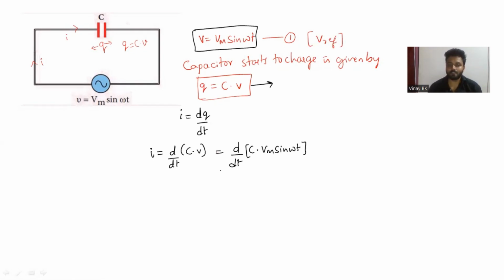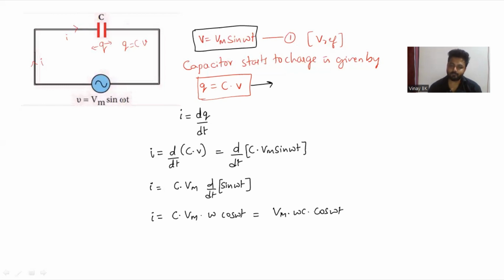Now differentiate sine omega t with respect to t. So I equals, I will take C and Vm outside, d by dt of sine omega t. Differentiation of sine omega t with respect to t is nothing but omega into cos omega t. So you can write I equals C into Vm into omega cos omega t. I'll rewrite this as Vm into omega C into cos omega t.